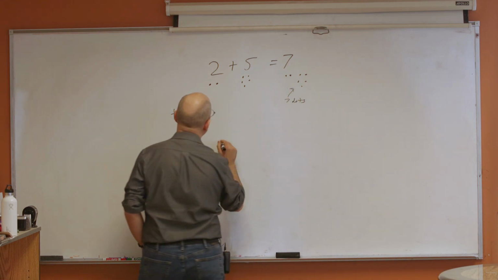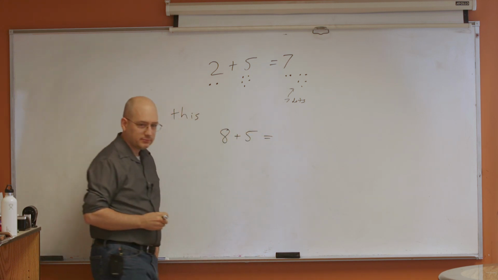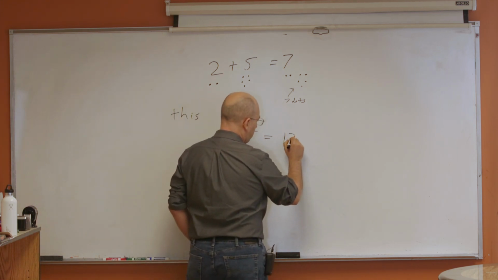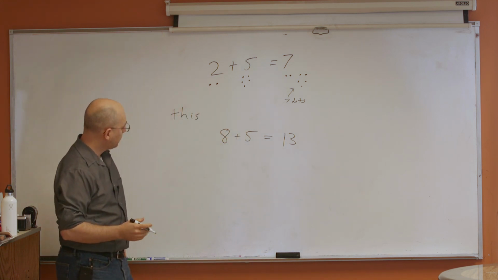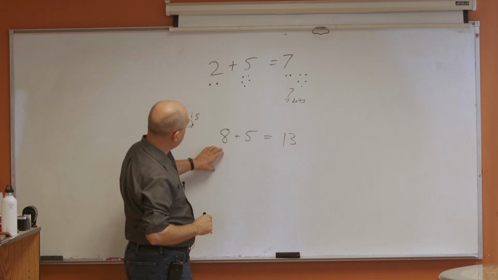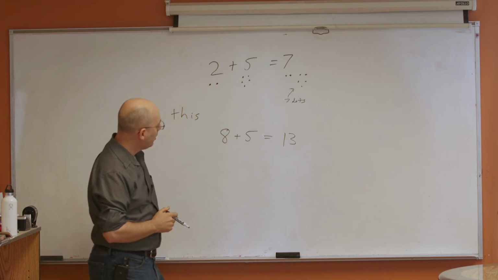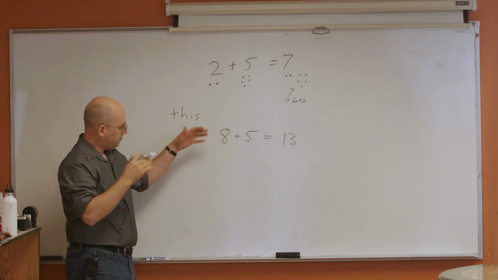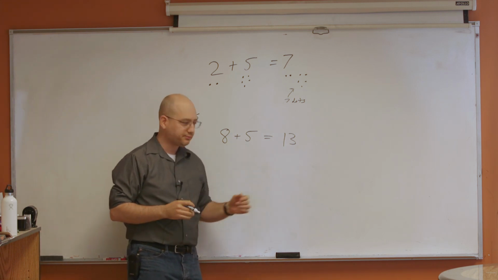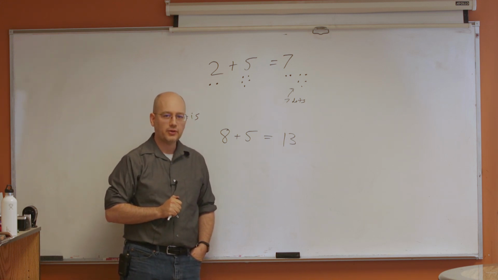Now, 8 plus 5. 13. So, you have a couple options here. One is, do the same thing here, right? 8 dots, 5 dots, count them all up, 13 dots. And then, you know, kind of internally memorizing it so that you're quick with it. But there's another option, a somewhat nicer option.